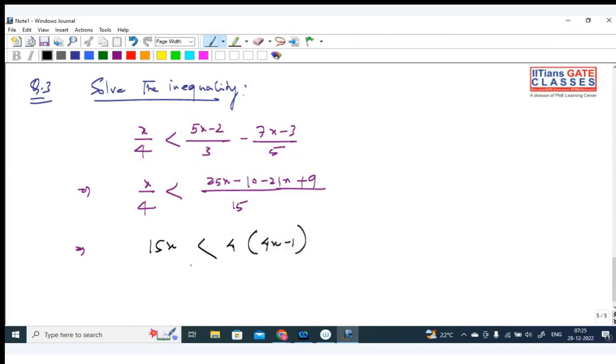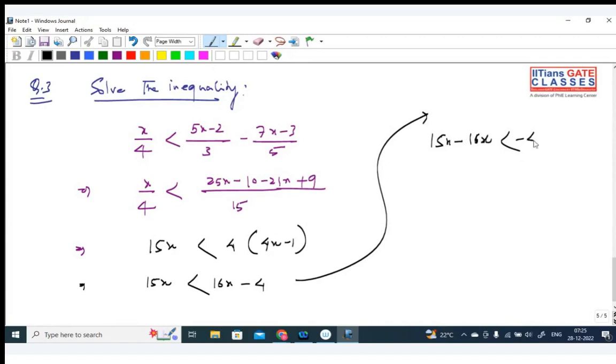So this becomes 15x, and this is 16x minus 4, and then it will be 15x minus 16x. Where people make mistakes, I'm just going to tell. So you see here, this becomes minus x and minus 4, right?